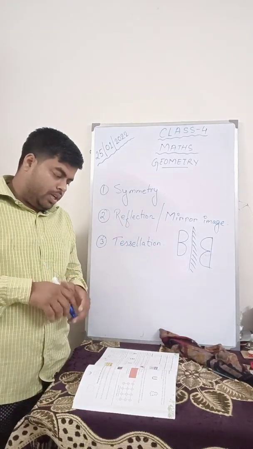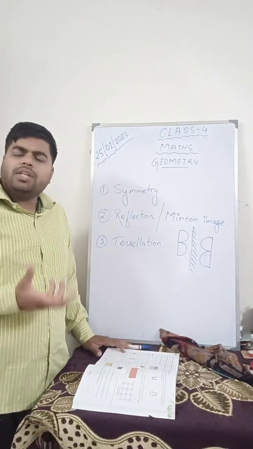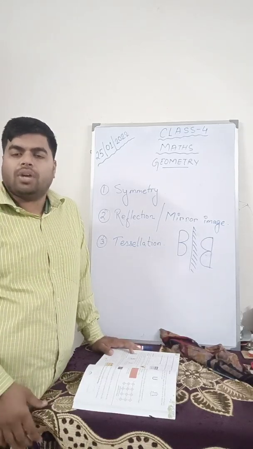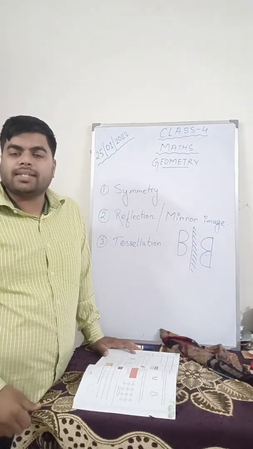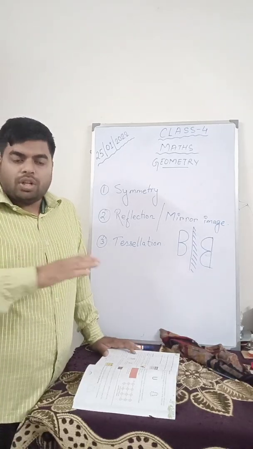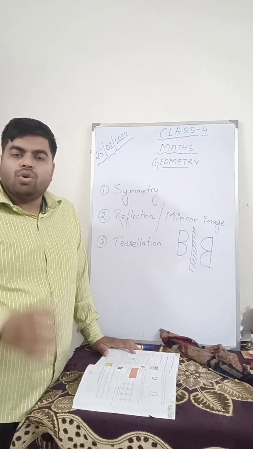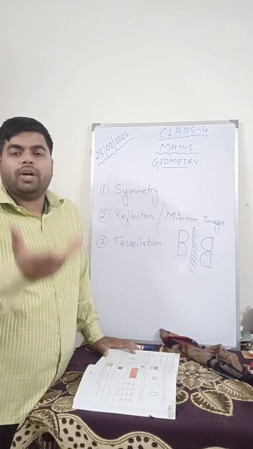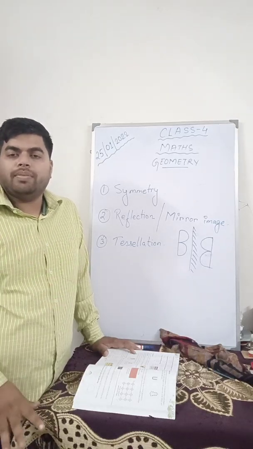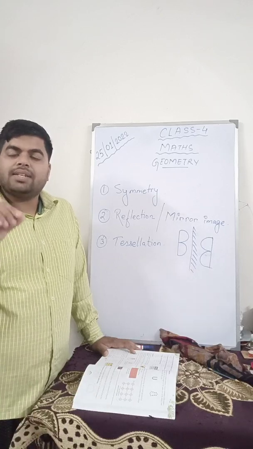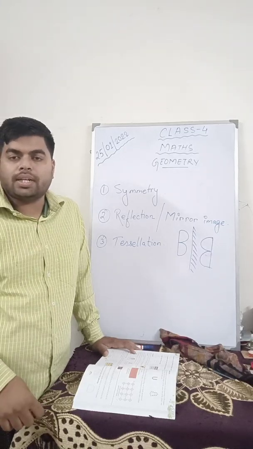This is your reflection. Now, third is tessellation. Nowadays, almost everyone has tiles in their house. Putting of tiles in a proper pattern is known as tessellation. That arrangement of tiles on a flat surface without keeping any gap is known as tessellation. When you put tiles in the bathroom or in your room, first of all they don't keep any gap. Secondly, they follow a simple pattern so that it looks good. That pattern, that arrangement is known as tessellation.